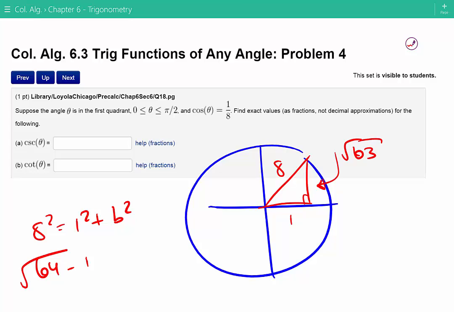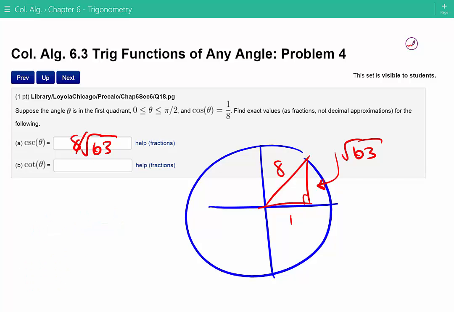So now I can find the cosecant. Cosecant is the reciprocal of sine. So instead of doing opposite over hypotenuse, I'm going to do hypotenuse over opposite, 8 over the square root of 63. And then cotangent is the reciprocal of tangent. So instead of doing opposite over adjacent, I'll do adjacent over opposite.